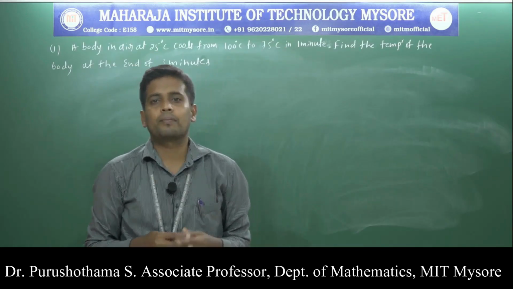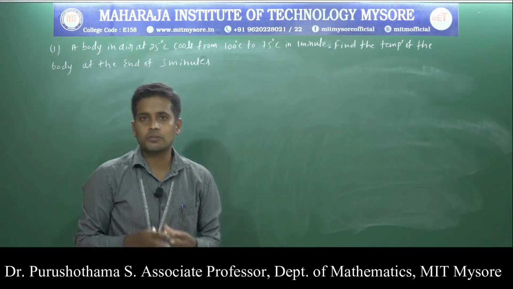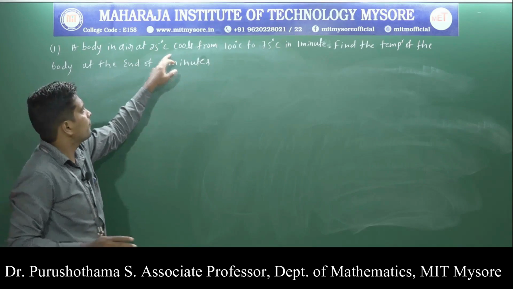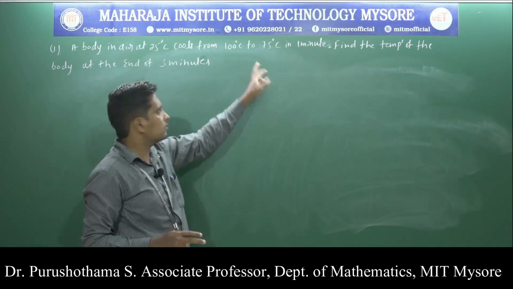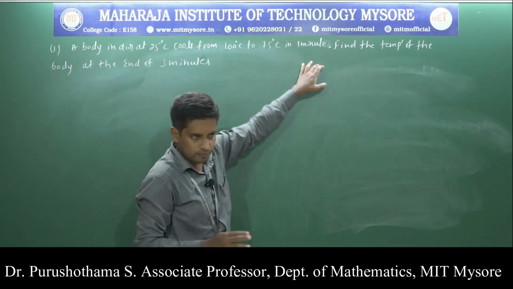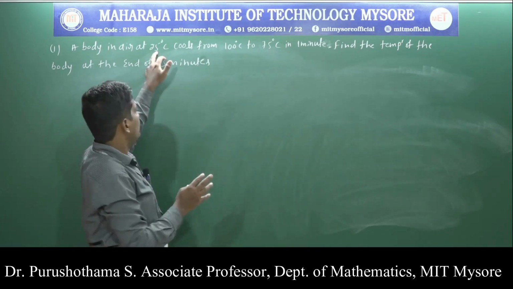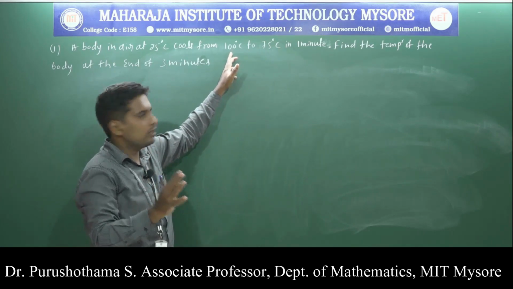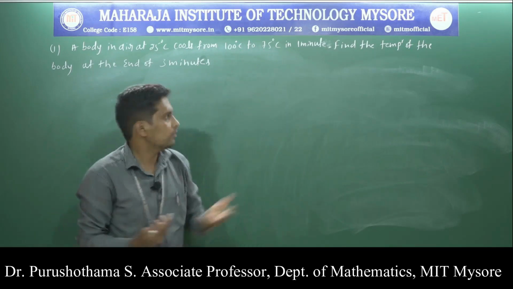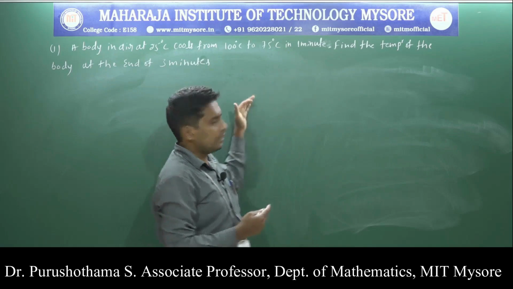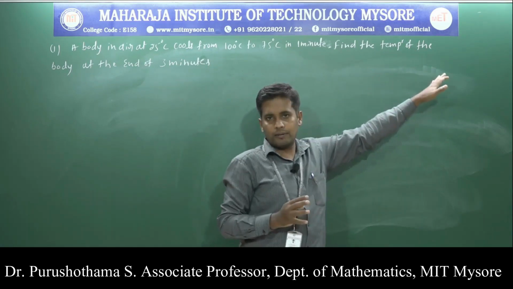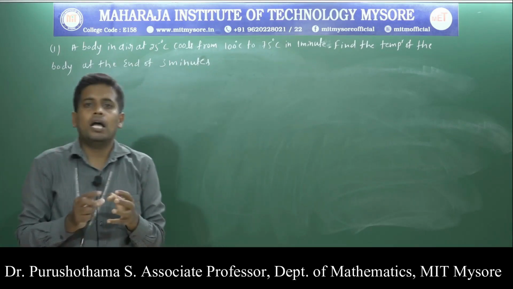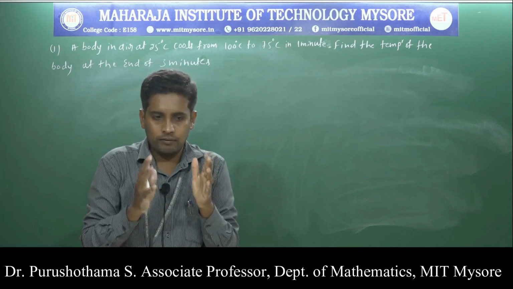Now, I am going to solve problems in Newton's law of cooling. The first question is: a body in air at 25 degrees Celsius cools from 100 degrees Celsius to 75 degrees Celsius in 1 minute. So, the surrounding temperature is 25 degrees Celsius, and an element initially at 100 degrees Celsius reduces to 75 degrees Celsius, taking 1 minute. Then, using the given data, find the temperature of the body at the end of 3 minutes. This is the question.